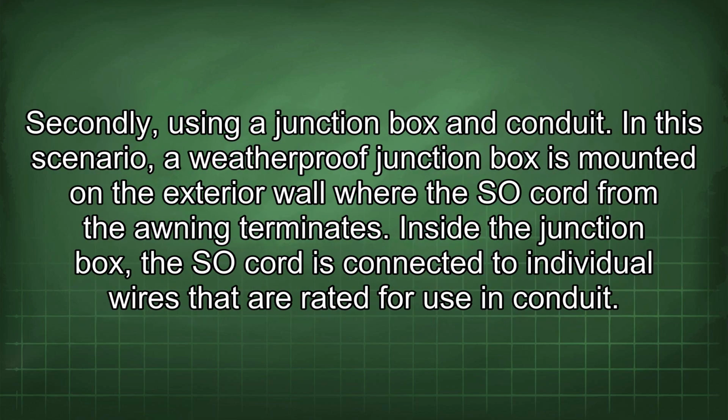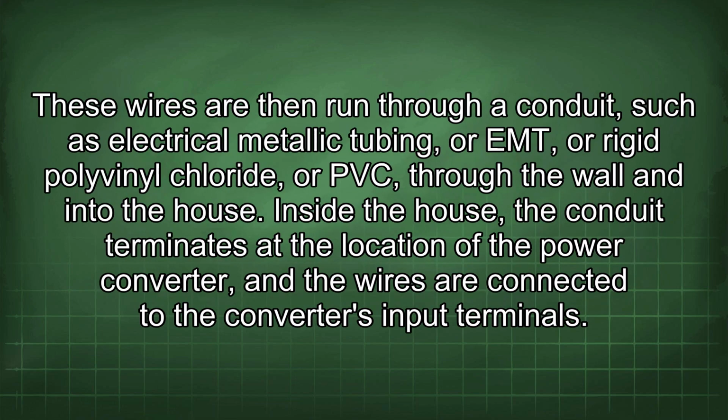Secondly, using a junction box and conduit. In this scenario, a weatherproof junction box is mounted on the exterior wall where the SO cord from the awning terminates. Inside the junction box, the SO cord is connected to individual wires that are rated for use in conduit. These wires are then run through a conduit, such as electrical metallic tubing, or EMT, or rigid polyvinyl chloride, or PVC, through the wall and into the house. Inside the house, the conduit terminates at the location of the power converter, and the wires are connected to the converter's input terminals.